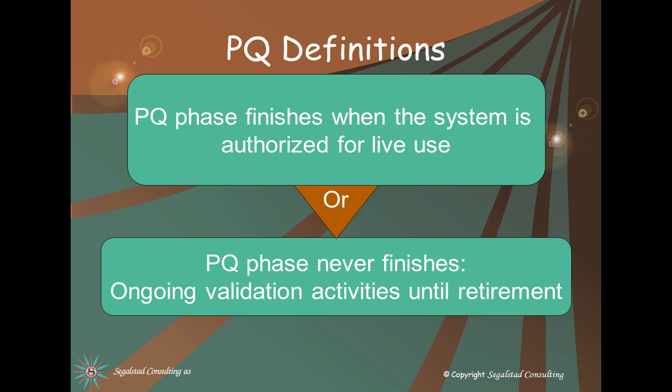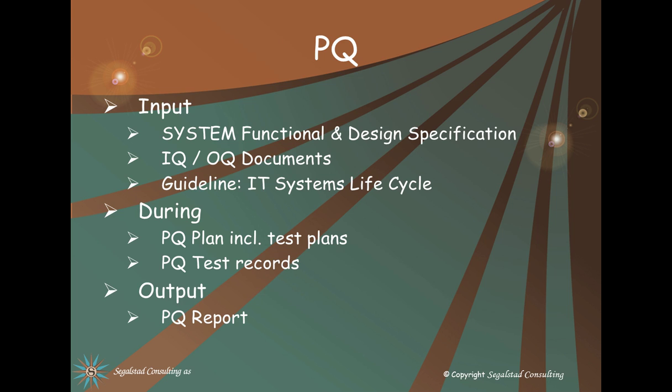Now, there are two ways of defining PQ. The PQ phase finishes when the system is authorized for live use. Or we can let the PQ phase never finish. It's ongoing validation and activities until retirement. But for validation purposes, we usually let the process or performance qualification finish when the system validation has been closed off. However, we need also to ensure that we have ongoing validation activities for the rest of the time we use the system, and I will get back to that a little later.